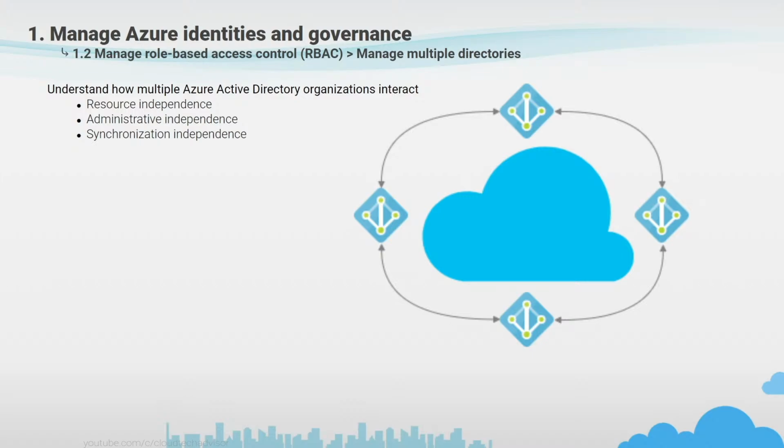And the last one, synchronization independence: you can configure each directory independently to extend your on-premise identity infrastructure with this directory and get data synchronized.